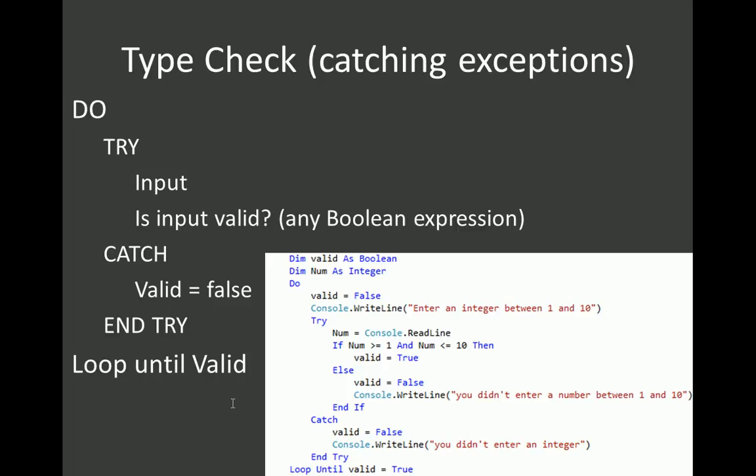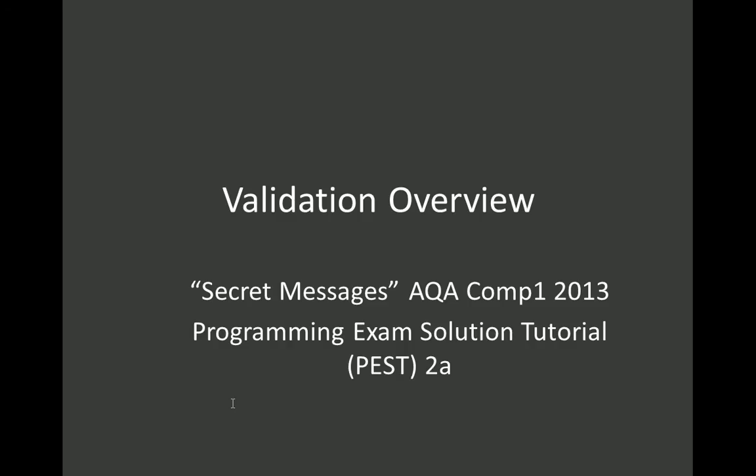Hopefully you found that validation overview useful, and 2B will be validating the Caesar cipher.